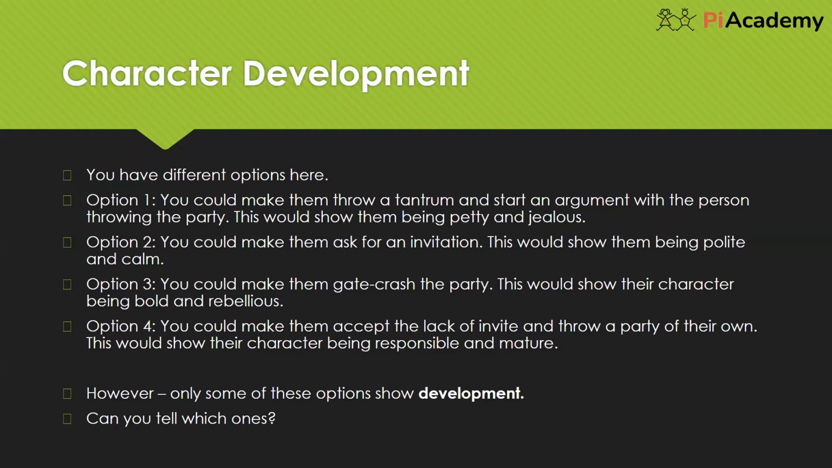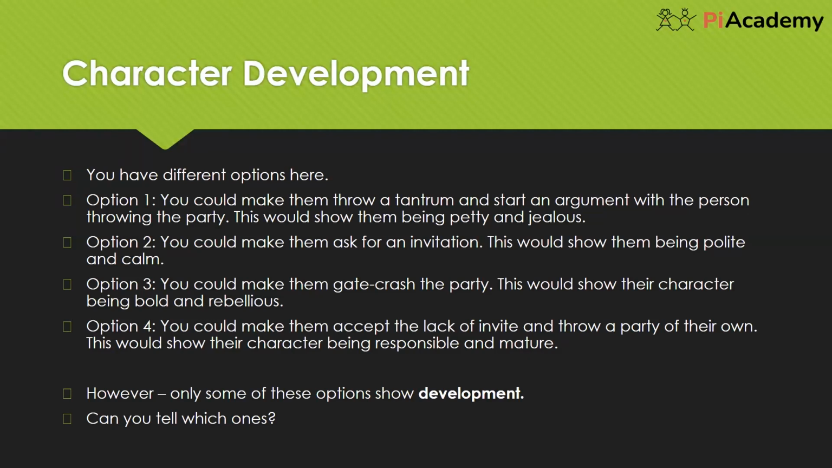This would show that they are being responsible and mature. So only a couple of these really show that the character is developing in some way. Does anyone want to suggest in the chat which ones you think show their development? Show that they are perhaps changing or growing in some way? Good, a lot of you have put this in the chat. 2 and 4, yes, 2 and 4 are the ones that show their development.